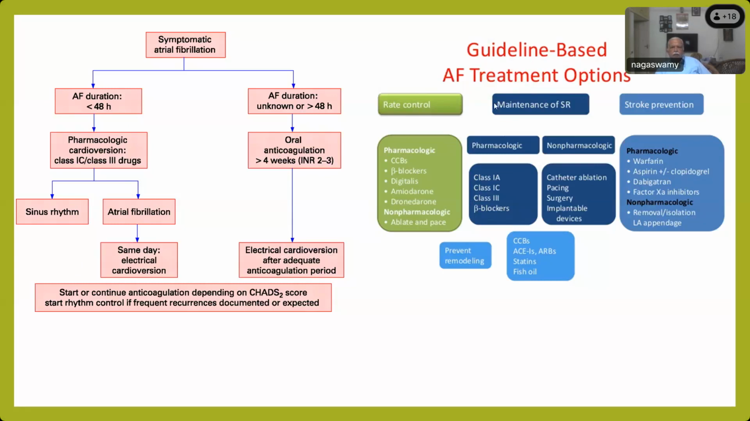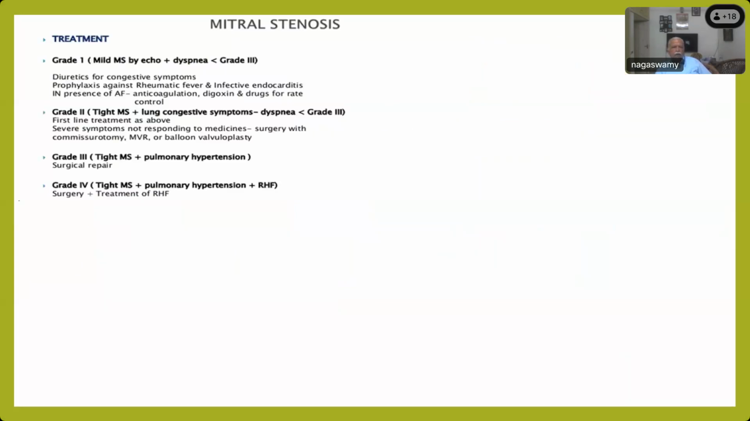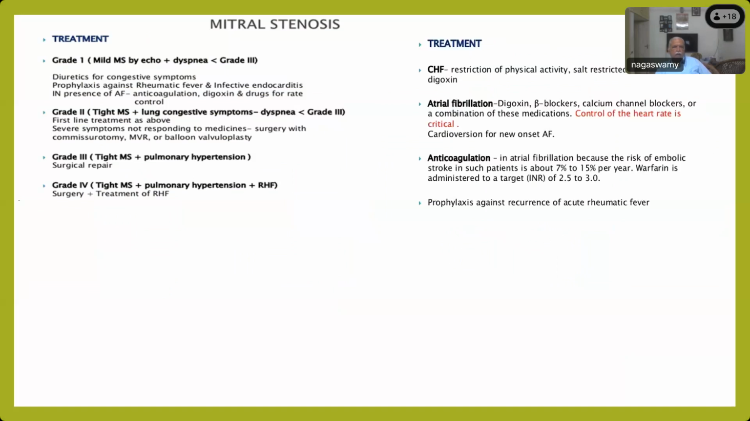And based on the guideline, these are the same things: rate control, maintenance of rhythm, and anticoagulation. These are the three pillars of the treatment. So mild cases, we manage them with diuretics and prophylactic treatment for rheumatic fever and infective endocarditis. In the presence of AF, we have already discussed that. Then, if there is a tight mitral stenosis with pulmonary hypertension, surgical repair will be the ideal.